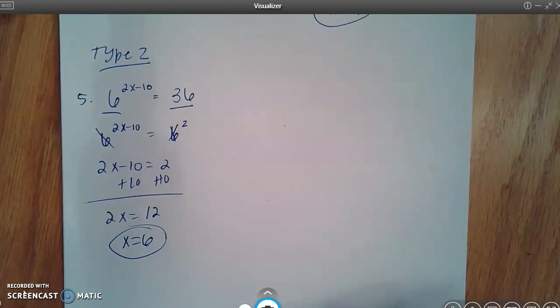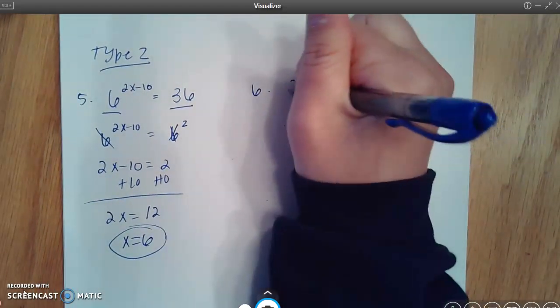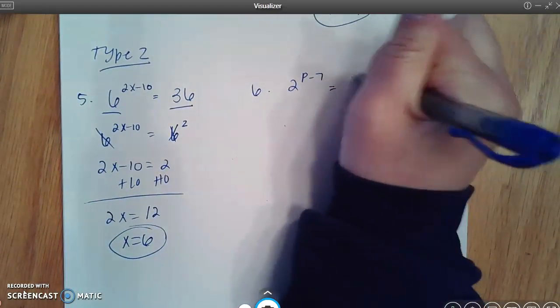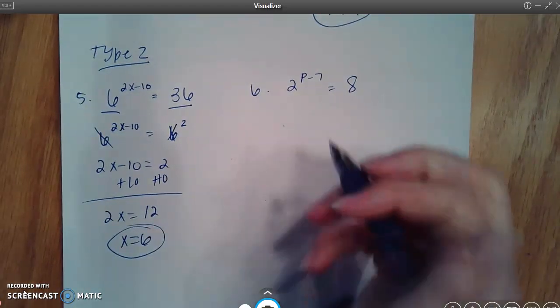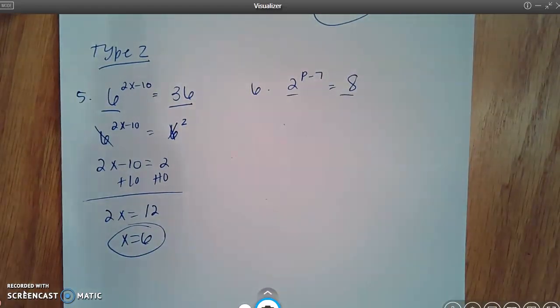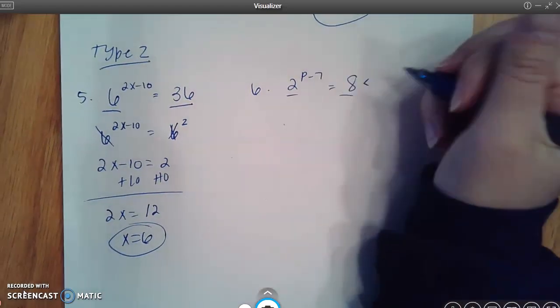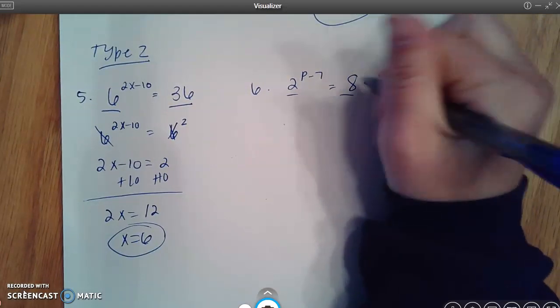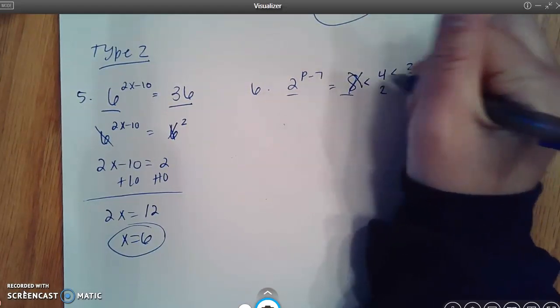Okay, so let's look at number 6. We have 2 to the p minus 7 is equal to 8. I need my 2 and my 8 to become the same number. You're going to make your larger number become your smaller number. It's just easier. You can always start by factoring down 8. You get a 4 and a 2. And then this breaks down to a 2 and a 2.